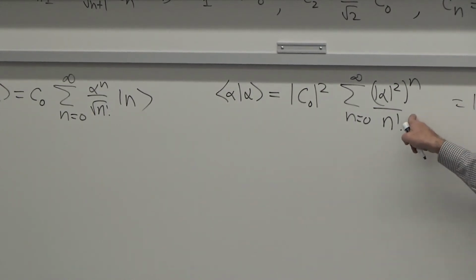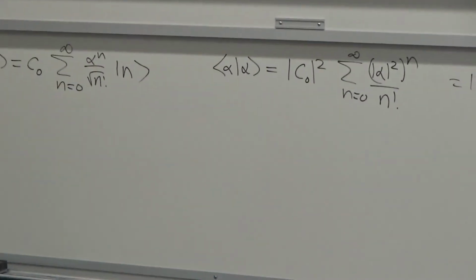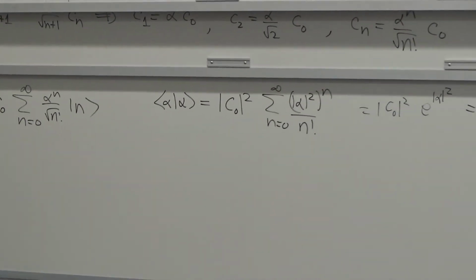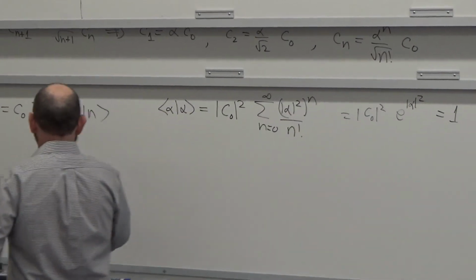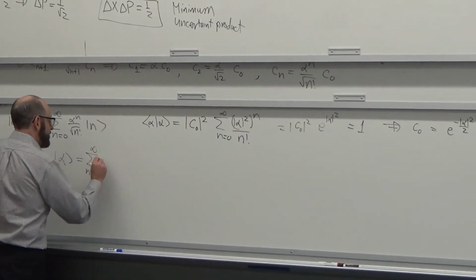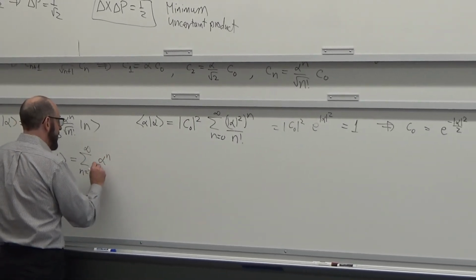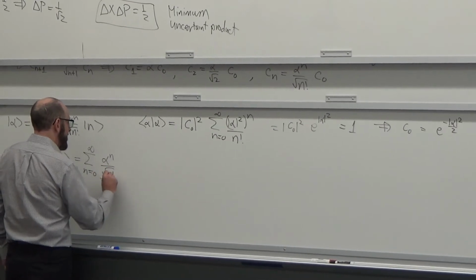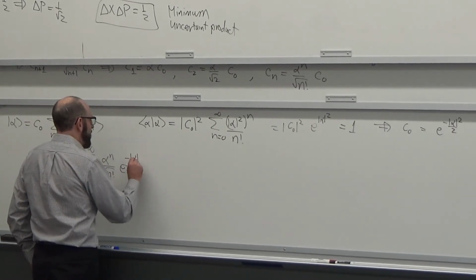That's an exponential, right? And so this tells me that C0 is equal to some phase, which we take to be 1, e to the minus alpha squared over 2. And so the coherent state can be expressed as a superposition of Fock states in the following way: alpha to the n over the square root of n factorial, e to the minus alpha squared over 2.